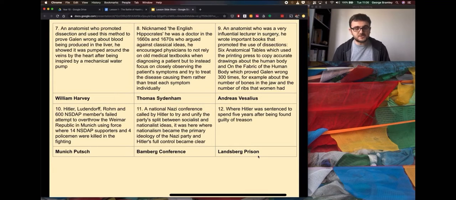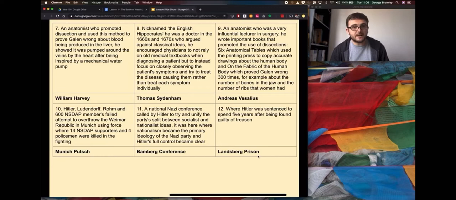He used dissections to find out how the body actually worked, and again, he was a man who proved Galen wrong over 300 times. 10 is a description of the Munich Putsch, the event in 1923 where Hitler first tried to take power in Germany through force.